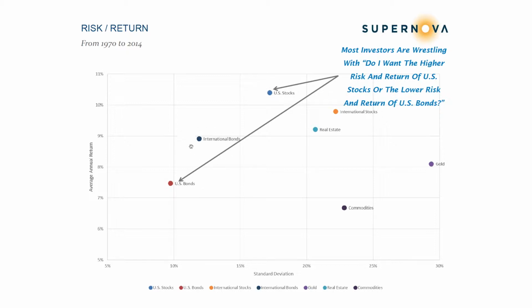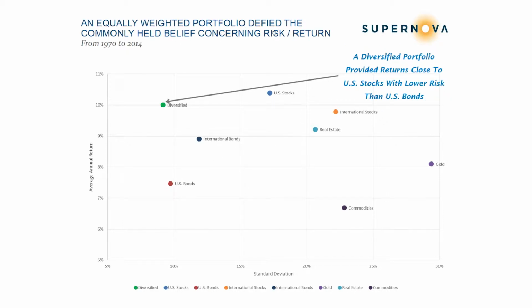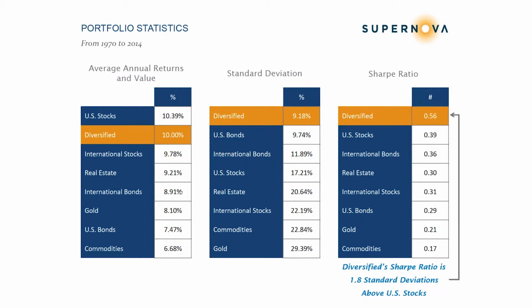And international bonds, this button right here is a little bit interesting, but it's between U.S. stocks and U.S. bonds. So you're still left with the trade-off between U.S. bonds and U.S. stocks. The purpose of this presentation is to think about what if we didn't want to make that trade-off? What if instead we owned the entire world and were properly diversified? Well, that equally weighted portfolio defied the commonly held beliefs concerning risk and return. It would have had returns almost as high as U.S. stocks with risk lower than the 10-year U.S. government bond. Pretty amazing.